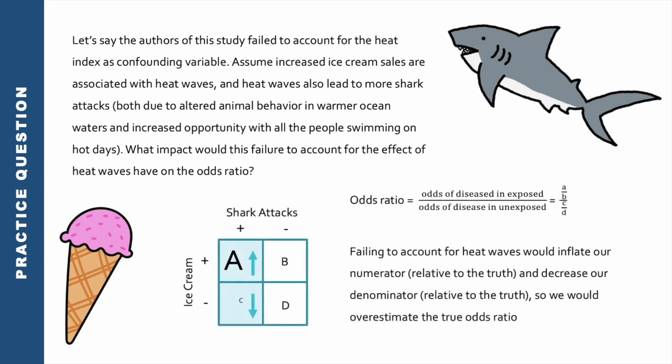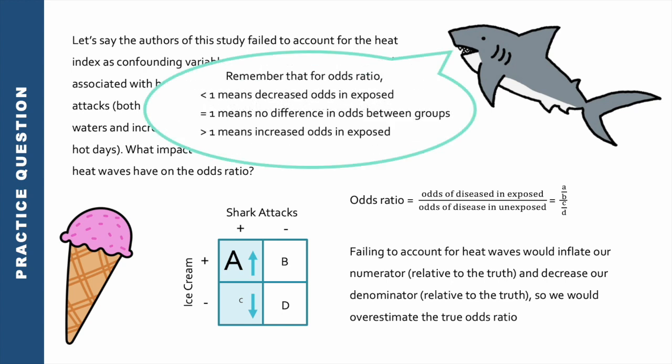In the 2x2 table, shark attacks that occur when ice cream sales are up is falsely inflated, while shark attacks that occur when ice cream sales are down is falsely deflated. Failing to account for heat waves would inflate our numerator when calculating the odds ratio relative to the truth and decrease our denominator relative to the truth. So we would overestimate the odds ratio. So if the authors failed to account for heat waves, the odds ratio would be greater than 1, but if they accounted for that confounding variable, it would bring down the odds ratio, likely to equal to 1.